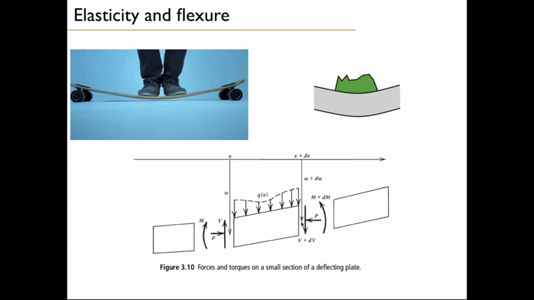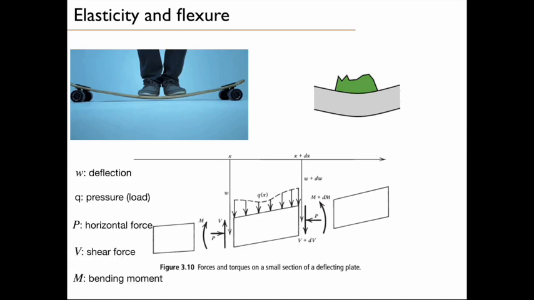This is the plate, and in between here you see one small element of this plate. This small element spans from x to x plus delta x. So that's the size of the element along the x-axis. And there are different quantities here, and these different quantities are different types of forces and moments and pressures.